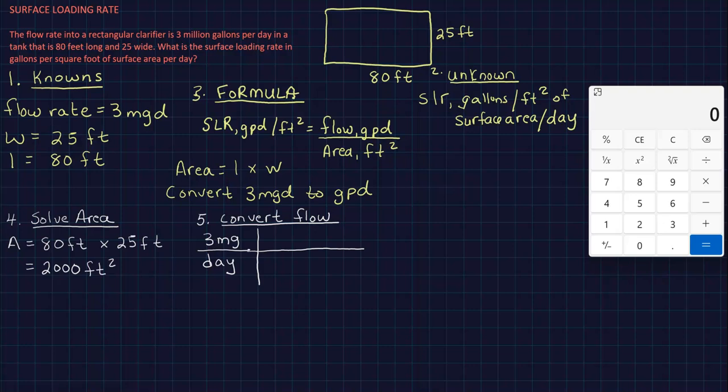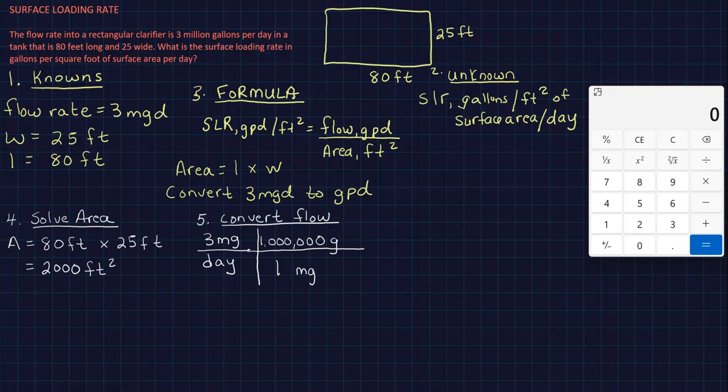So we start with 3 million gallons per day, and we want to get to gallons per day. So we know we want to cancel this MG, because we don't want MG, we want G. So let's get MG down here and G up here. Well, what do we know that's like a 1-to-1 ratio? We know that a million, with 6 zeros, gallons is equivalent to 1 MG.